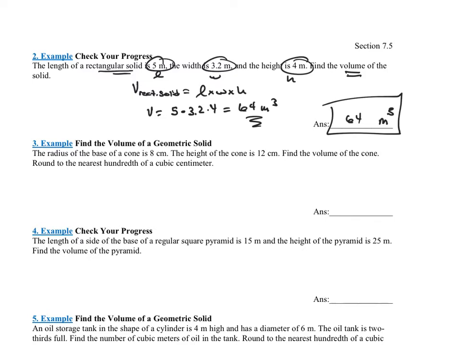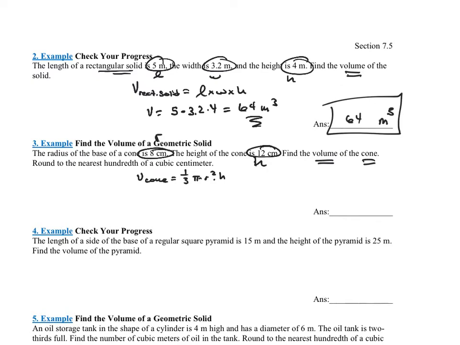Let's look at example 3 here. It says the radius of the base of a cone is 8 centimeters, so 8 centimeters is my radius. The height of the cone is 12 centimeters. Remember, we do need the height, not the slant height. Find the volume of the cone. So that tells me what I need to find. I need to find the volume of a cone, and we know the formula for the volume of a cone is 1/3 pi r squared h. Again, that's written on our notes, on our note card if we have it, or committed to our memory.